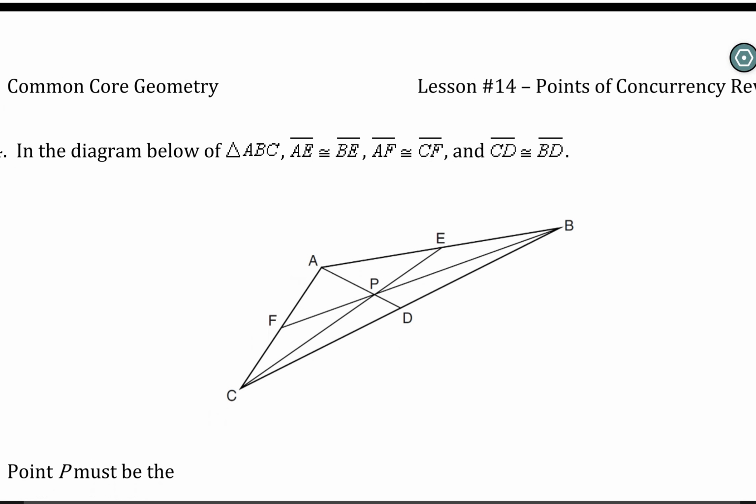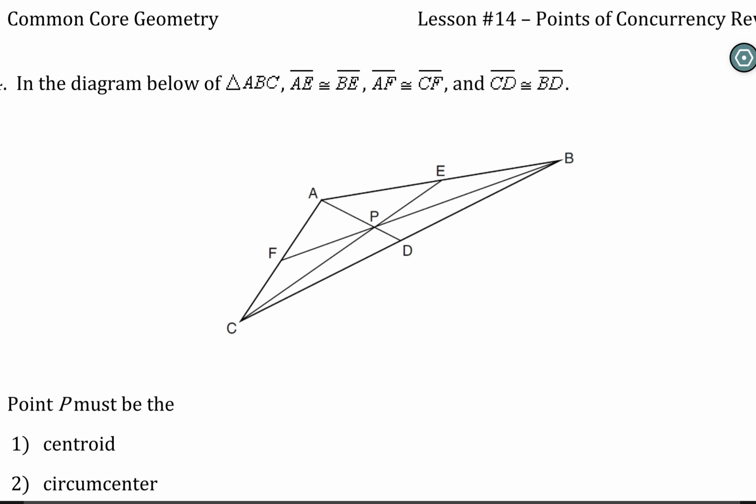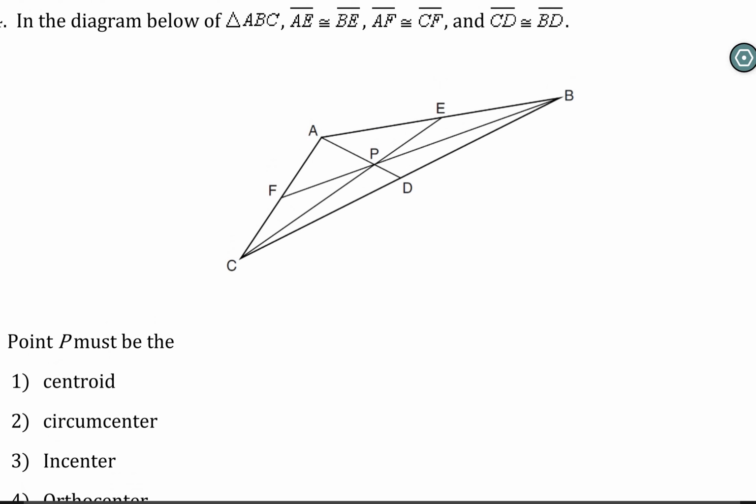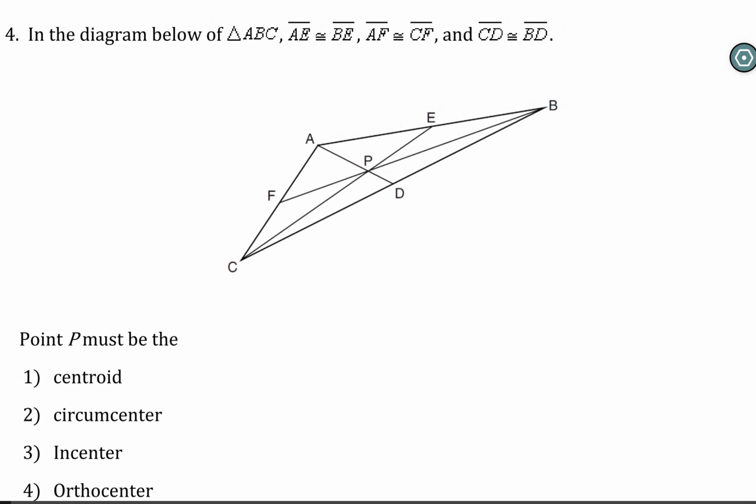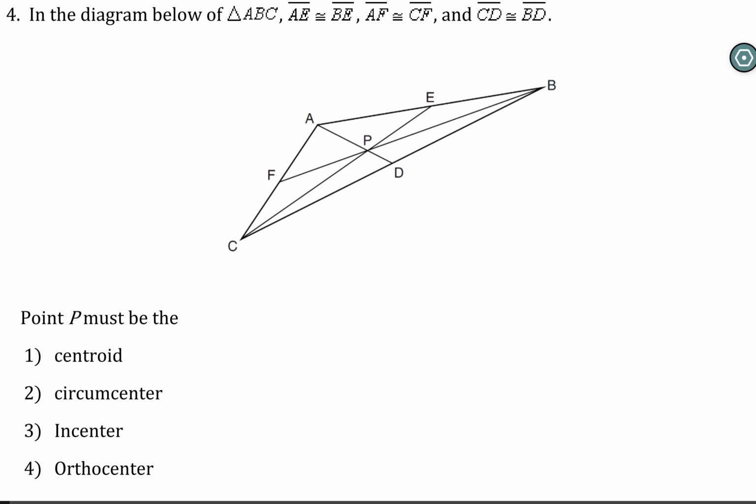Let's look at 4. 4 gives us this diagram, and it becomes multiple choice. It tells us that AE is congruent to EB. It tells us that AF is congruent to CF, and it tells us that CD is congruent to BD. So that tells us that all of these segments are the medians. Medians tell us that point P must be the centroid.